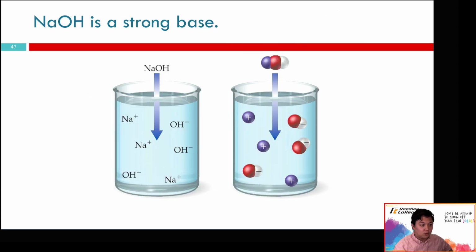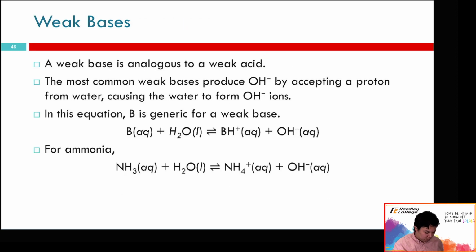So again, our strong bases. We add our sodium hydroxide. We get our sodium ions and our hydroxide ions, right? Fully dissociated. A weak base, on the other hand, is analogous to a weak acid, right? So just like strong bases were like strong acids, weak bases are like weak acids. The most common weak bases produce hydroxide by accepting a proton from water, causing the water to form hydroxide ions.